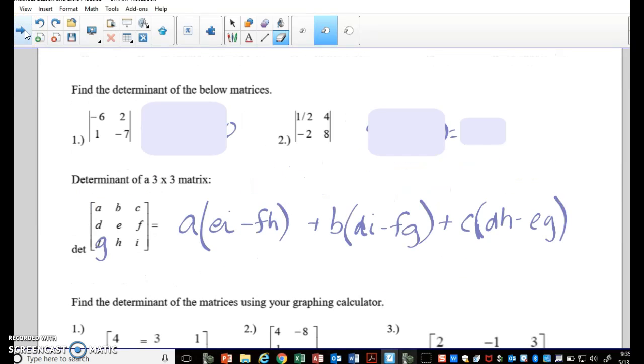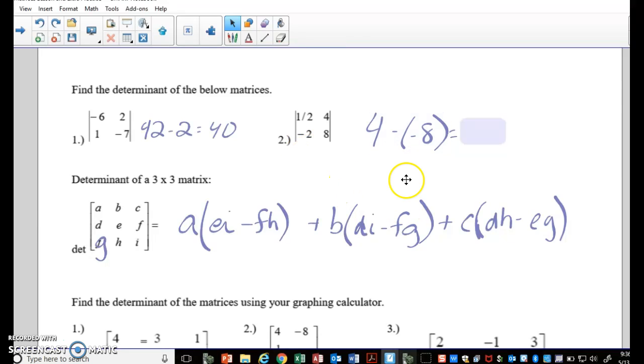Okay. So here, let's try finding the determinant. So here we're going to take -6, multiply it by -7. So that's going to be 42, and subtracting 2. So 40. And what's the determinant of number 2? Well, we get 1/2 times 8 minus 4 times -2, -8 is 12.